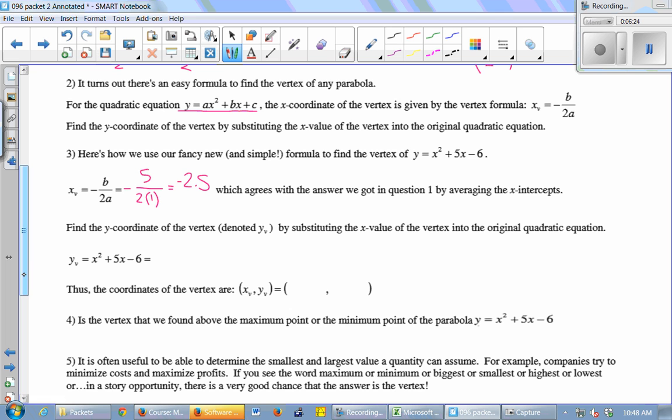And then we find the y-coordinate of the vertex by taking that negative 2.5 and plugging it into the original function. So the y-coordinate of the vertex, x squared plus 5x minus 6. Replace all my x's with negative 2.5s. Make sure when you're plugging things in, especially a negative number, put parentheses around it. So this is plus 5 times negative 2.5 minus 6.